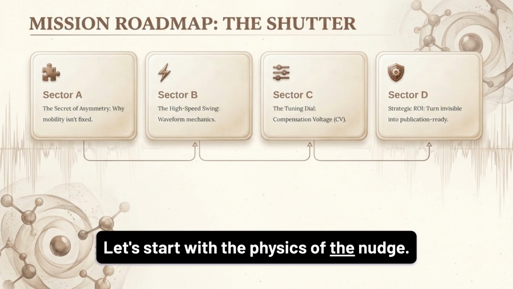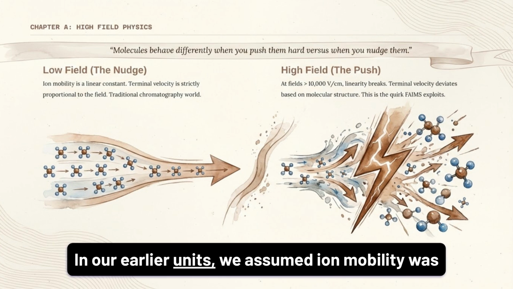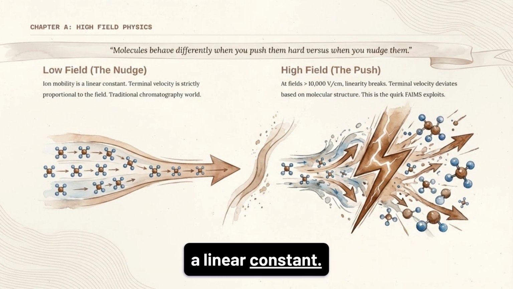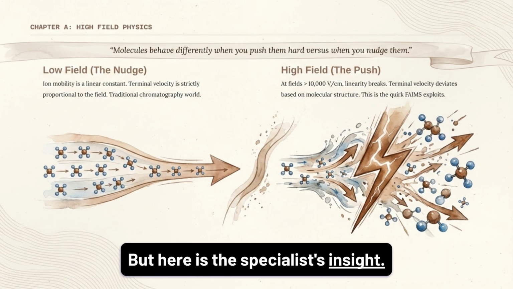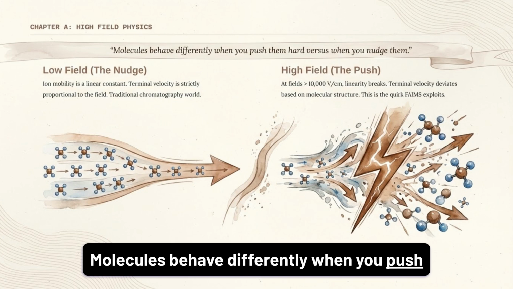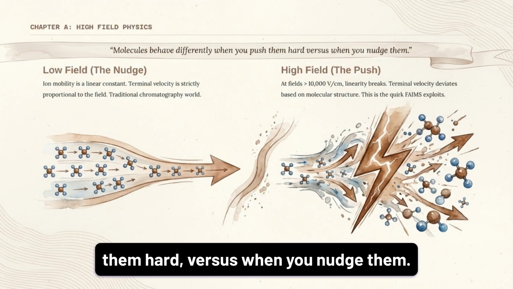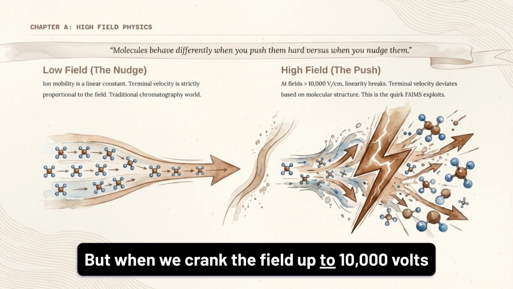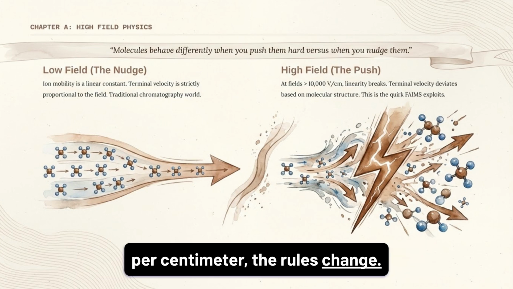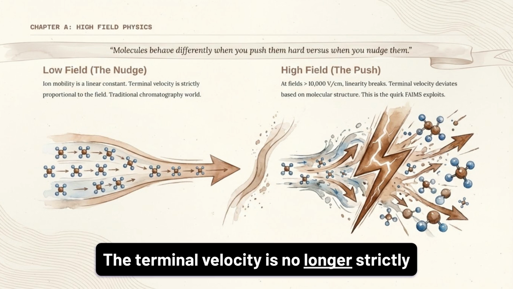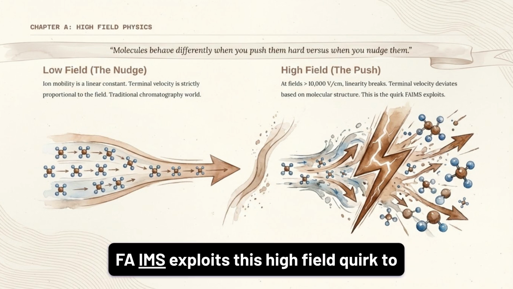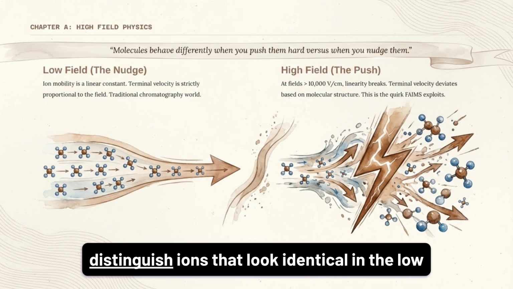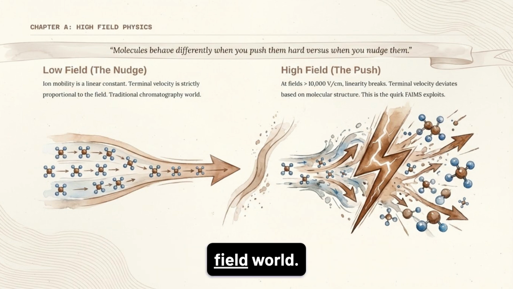Let's start with the physics of the nudge. In our earlier units, we assumed ion mobility was a linear constant. But here is the specialist's insight. Molecules behave differently when you push them hard versus when you nudge them. At standard low fields, mobility is linear. But when we crank the field up to 10,000 volts per centimeter, the rules change. The terminal velocity is no longer strictly proportional. FAIMS exploits this high field quirk to distinguish ions that look identical in the low field world.